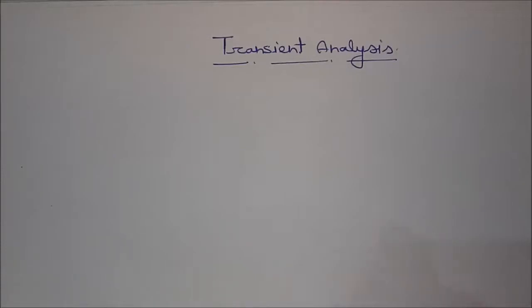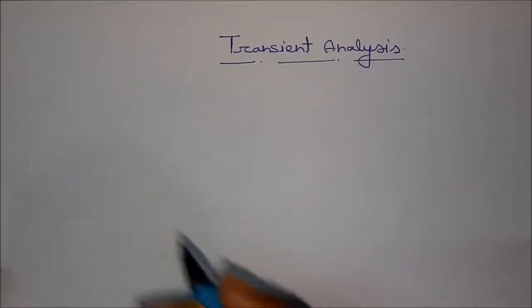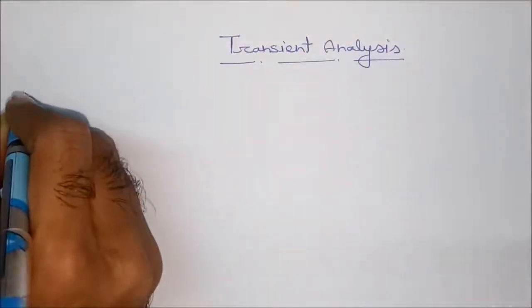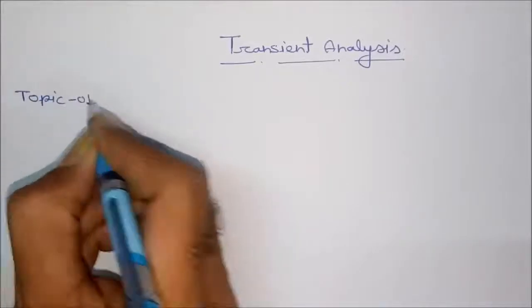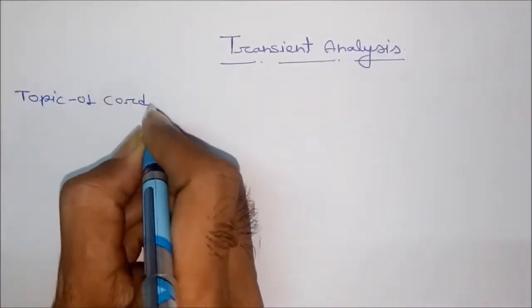Today we are going to discuss transient analysis, and it is the most important section of network theory from the GATE or ESE point of view. Before starting the transient analysis, we have to know some points. The topic 1 under this category is known as order of circuit.